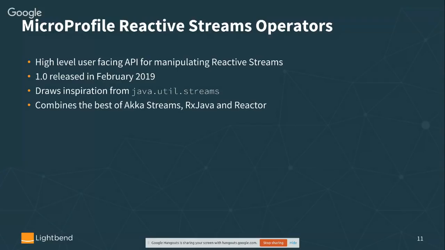The Reactive Streams operators implementation combines the best of Kafka Streams, RxJava, and Reactor. So for every feature that we added, we looked at all 3 of these popular implementations, and we looked at, okay, what naming convention do they use? What are their edge cases? How do they handle different things?